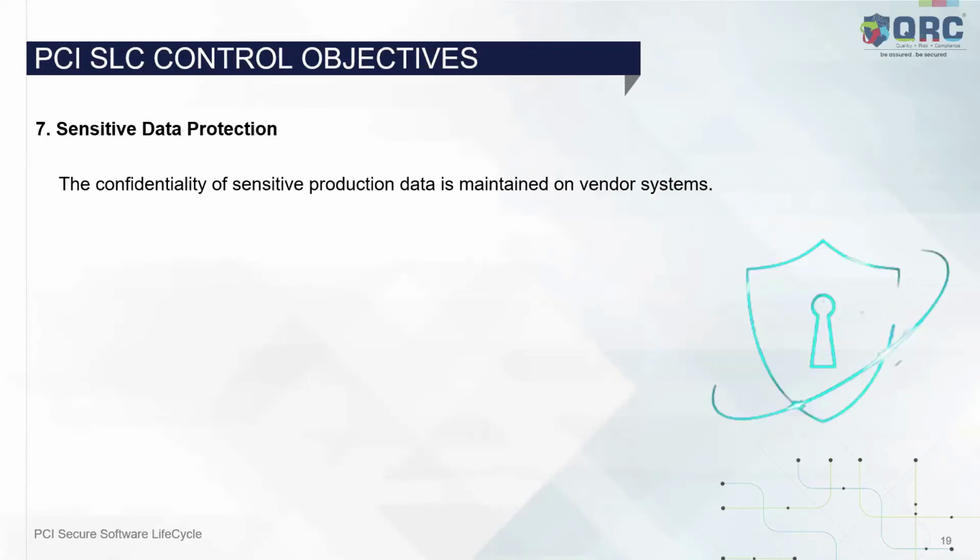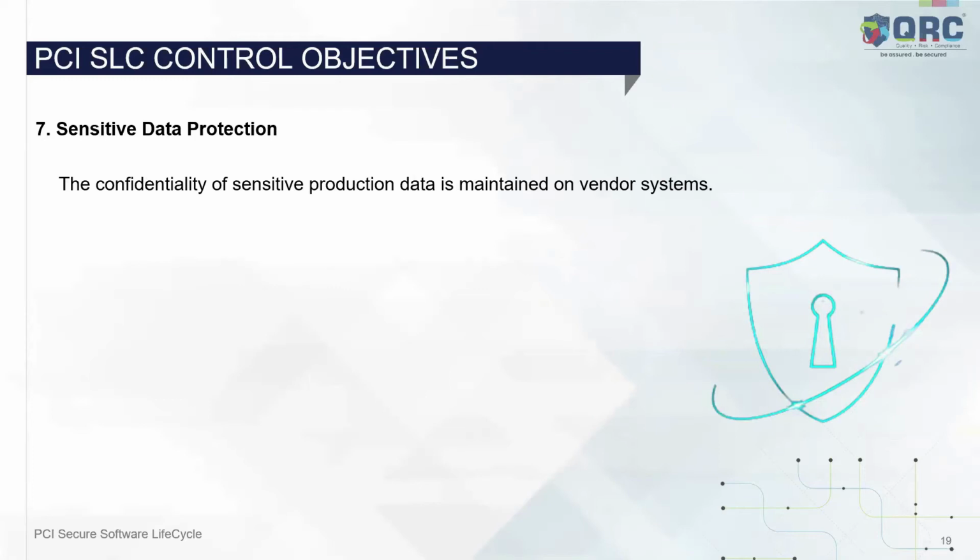Control objective 7, sensitive data protection. Vendors should protect the confidentiality of any sensitive production data. Sensitive production data is the data which is owned by an entity other than the software vendor.